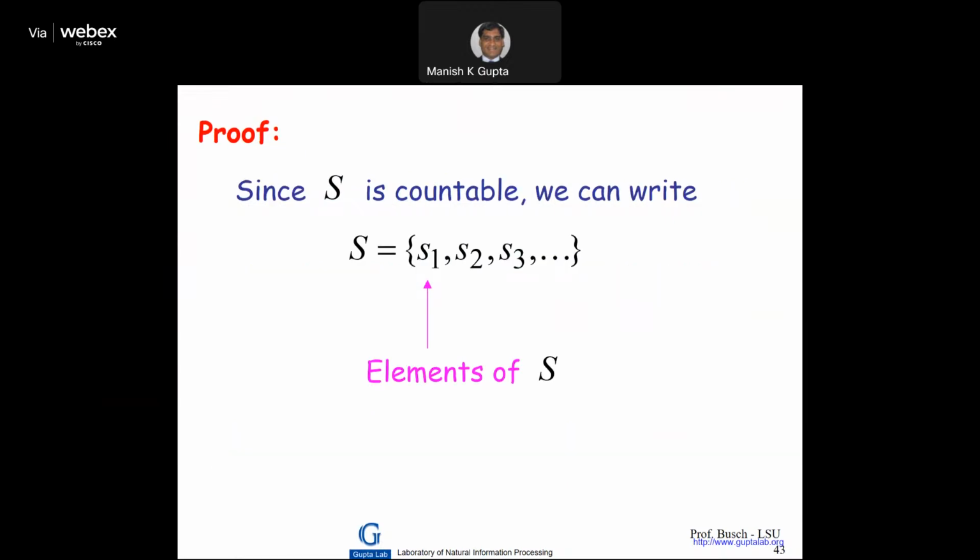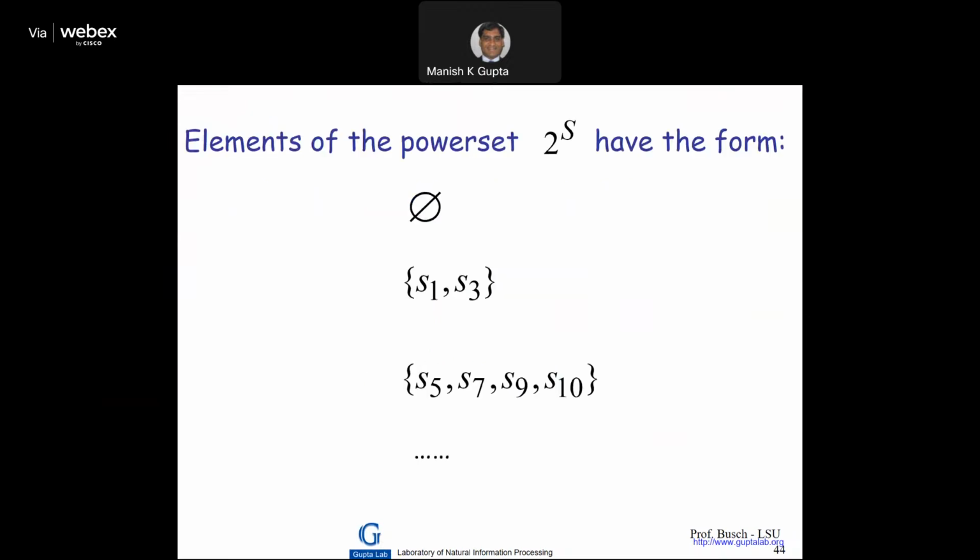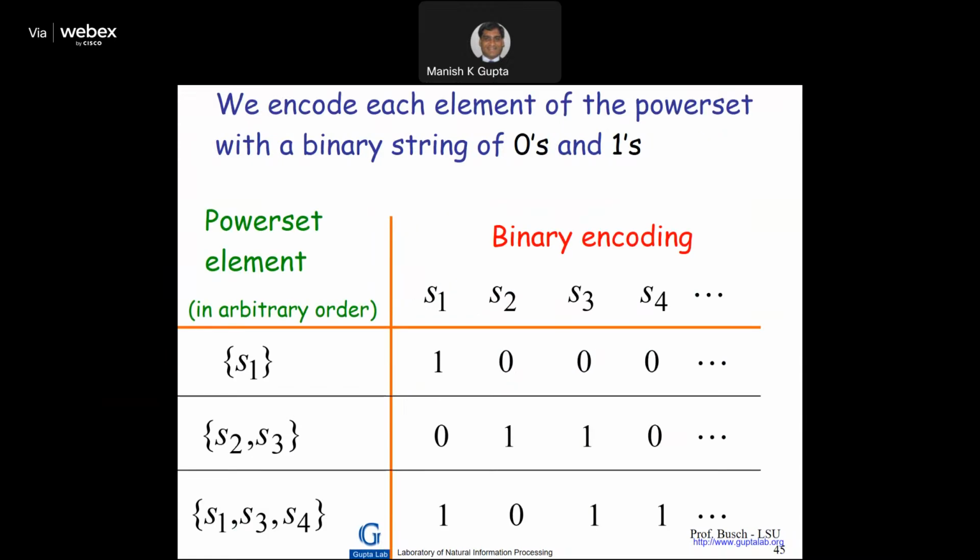See, suppose S is countable. Of course, S is countable, right? We know that. So we can write its elements as S1, S2, S3. This is an infinite countable set. I can write down elements S1, S2, S3, and so on. These are elements of F. And elements of the power set will be of the form, say, phi, or some members of these Si, and each of them corresponds to a binary string.